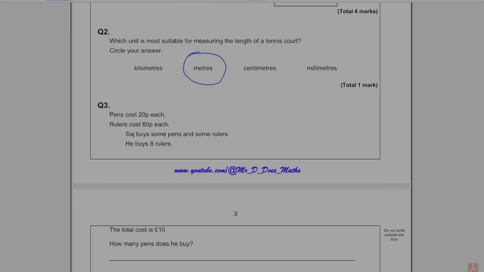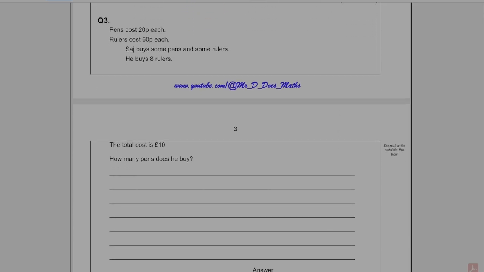Question 3. Pens cost 20 pence each. Rulers cost 60 pence each. Saj buys some pens and some rulers. He buys 8 rulers. The total cost is £10. How many pens does he buy? Okay, so if each pen costs 20 pence, I'll actually convert this one into pence, although we could have converted them into pounds, but we'll stick with that.